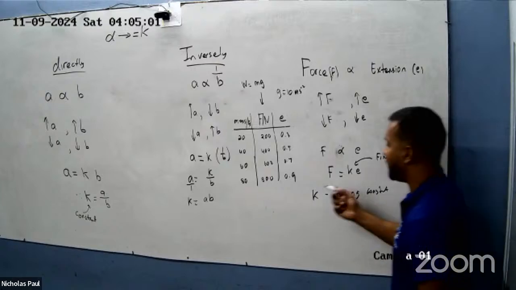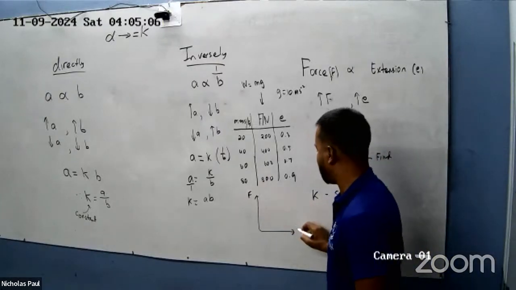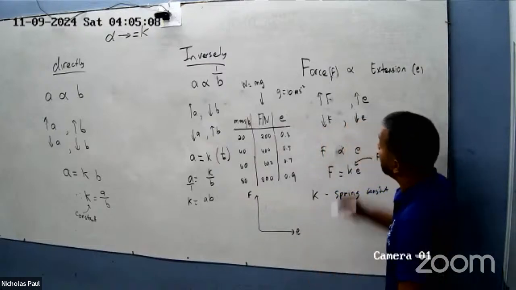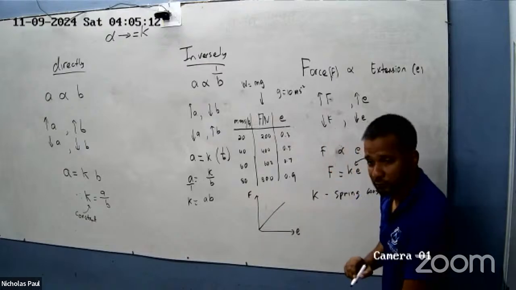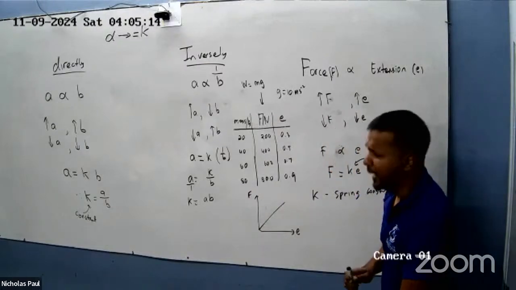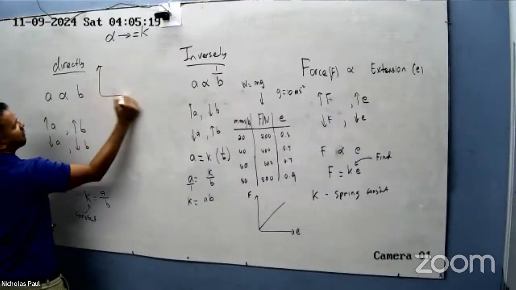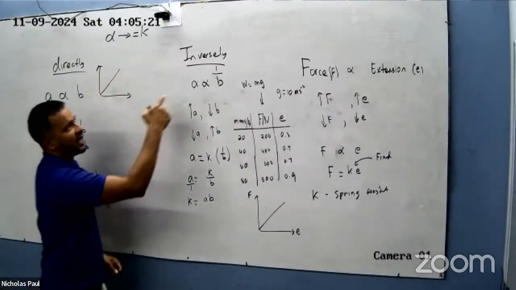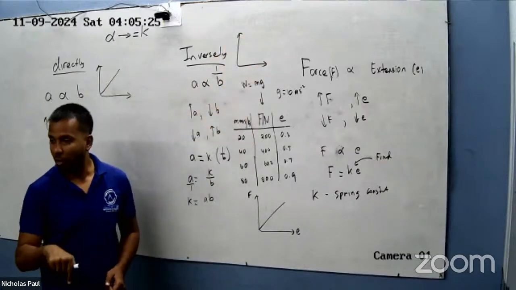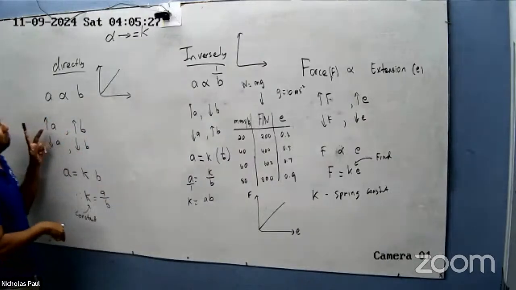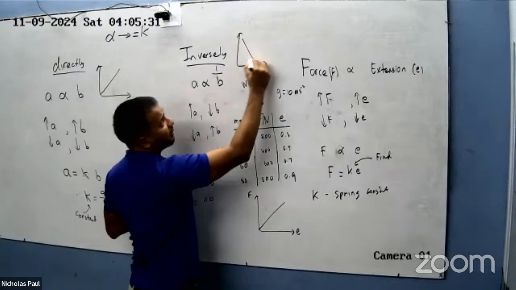All right, let's say the question said, plot a graph of force versus extension. Because it's directly related, it might look something like this. I didn't give you that graph, sorry. I should have given you that graph, right? Directly looks like this. Anybody could guess what inversely looks like? Down the slope, right? Directly up the slope, inversely down the slope.